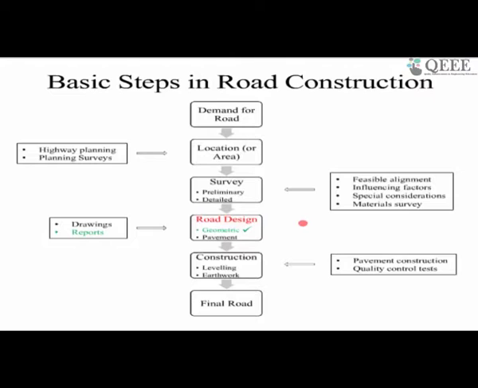And once it is designed, it goes out for construction. In the construction, all the leveling, earthwork and all those things are done, and you will see the road being constructed in different layers. So our focus right now is on the road design. Once it is constructed, the road is open to traffic, and beyond that point, it's operation and maintenance. So we'll go more into these basic steps.